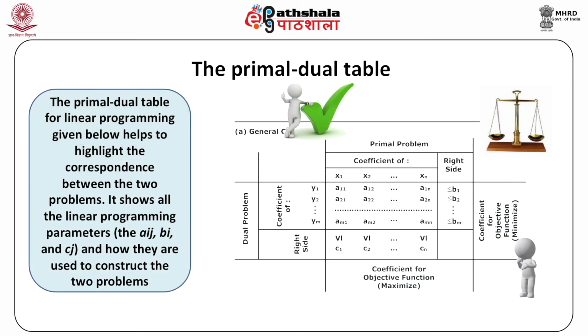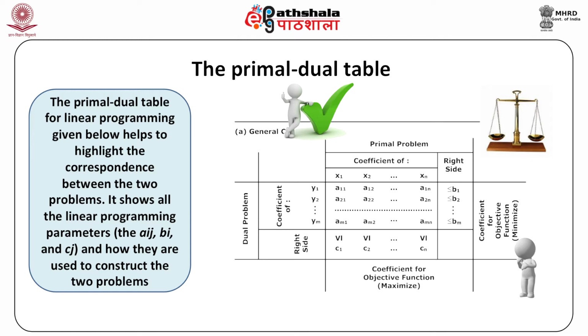The primal dual table for linear programming given below helps to highlight the correspondence between the two problems. It shows all the linear programming parameters aij, bi and cj and how they are used to construct the two problems. All the headings for the primal problem are horizontal, whereas the headings for the dual problem are read by turning the book sideways. For the primal problem, each column gives the coefficients of a single variable in the respective constraints and then in the objective function, whereas each row gives the parameters for a single constraint.